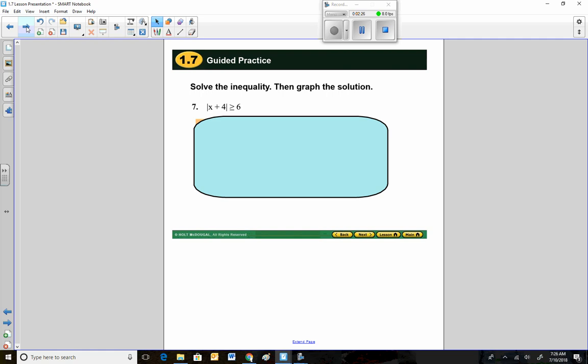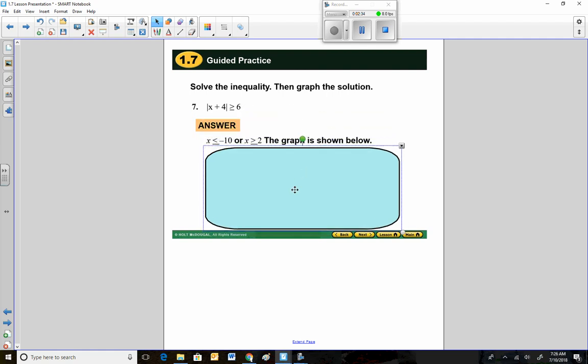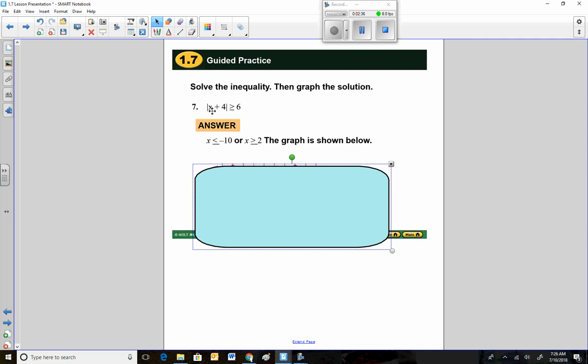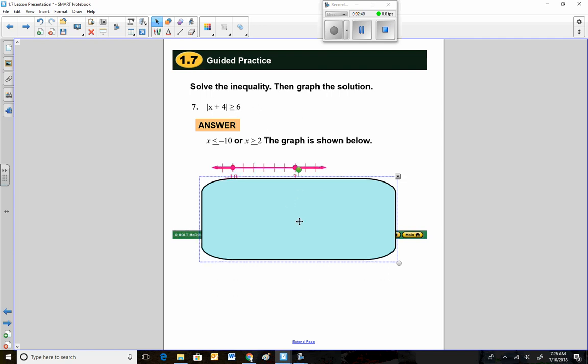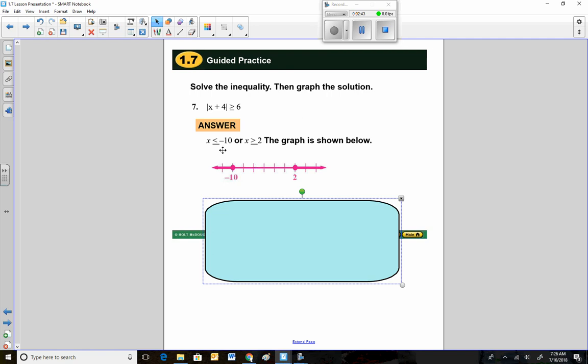Pause your video, give it a try. All right, did you make sure that you changed the inequality sign and the 6 to a negative 6? Because that's what you had to do to get the left side. And then the right side, you just write this again as it is without absolute value bars. And your answer should have been x is less than or equal to negative 10, and x is greater than or equal to 2.